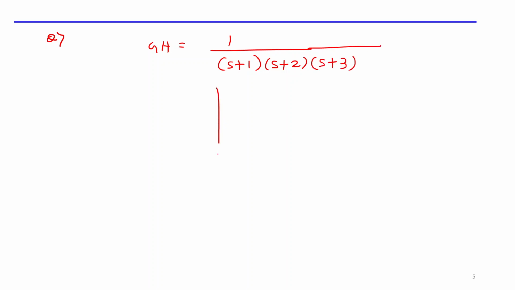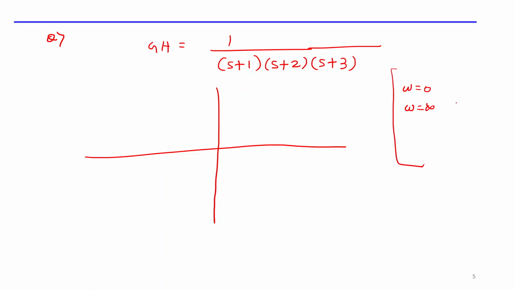G(s) is given like 1 by... Previously I solved this one, the second question I solved this one, and now in the third question I am going to solve this one. Now tell me, how is the polar plot? I will not find all these things, because at omega equal to 0 and omega equal to infinity you can just do it on the side of your paper. At omega equal to 0, the magnitude is 1 by 6 and the angle is 0 degrees. At omega equal to infinity the magnitude will be 0 because 1 by infinity is 0, and 3 poles are there, so the angle will be minus 270. Right?